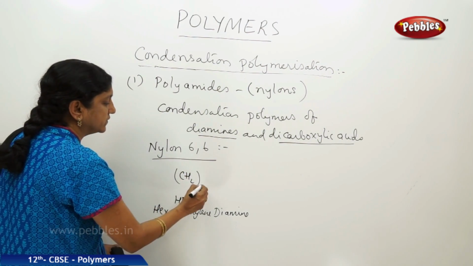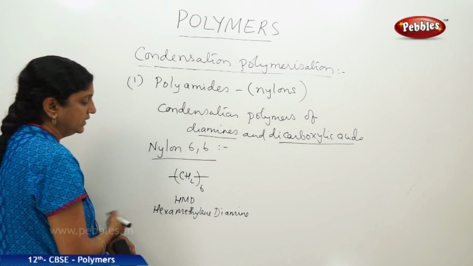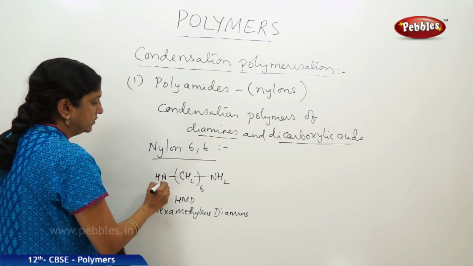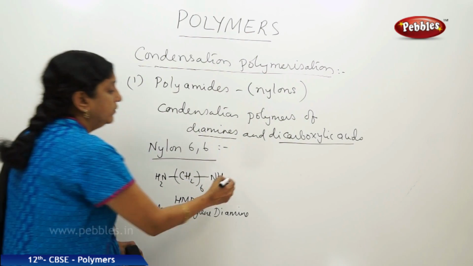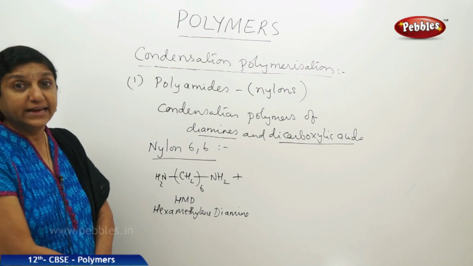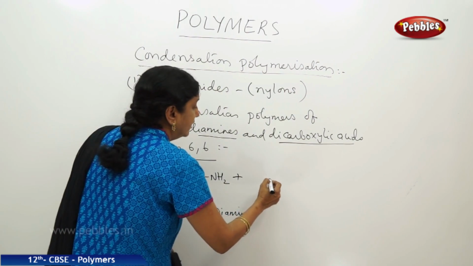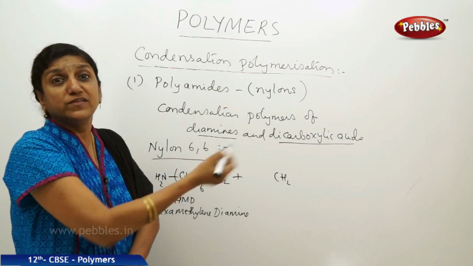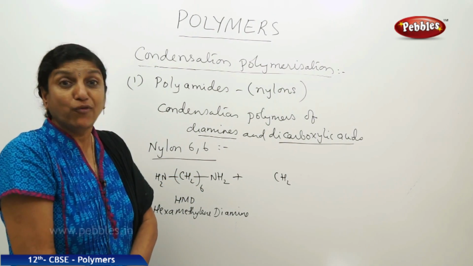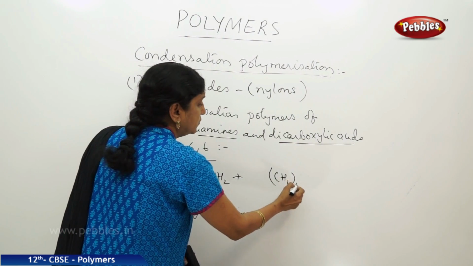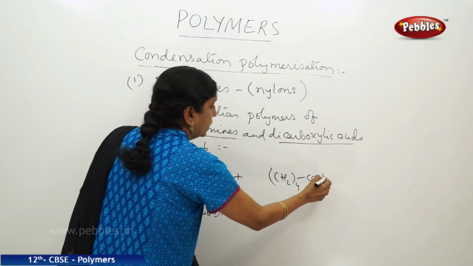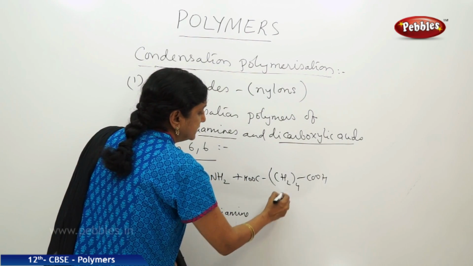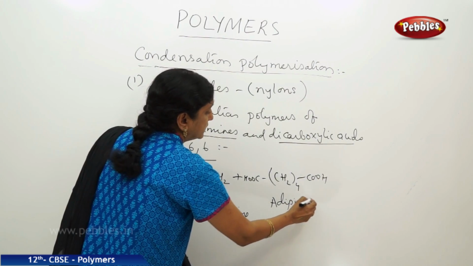Hexa meaning 6. So CH2 6 times. Diamine meaning 2 NH2 groups are there. So NH2. Hexamethylene diamine. Plus adipic acid is a dicarboxylic acid. So you have CH2, it is a 6 carbon compound, 2 are used up for the COOH group. So in the middle there should be 4 CH2 groups. So CH2 4 times, COOH and COOH. This is our adipic acid, which is a dicarboxylic acid.